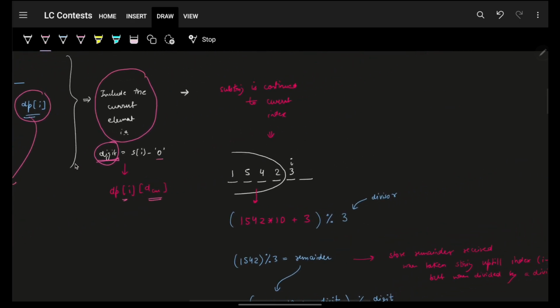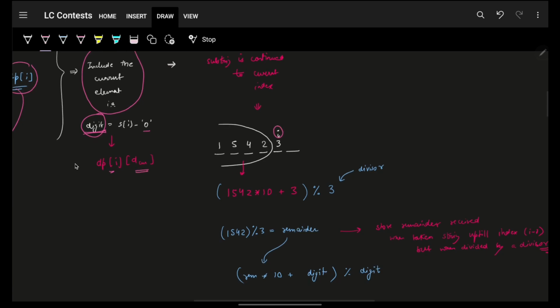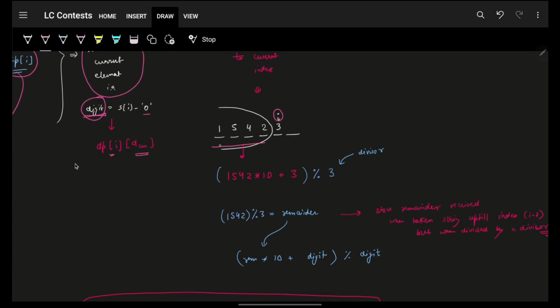Okay, then I realized that let's try to build the answer. At the current index I have, let's say, 3. Again, I took a random number. I have a 3 here. I realized I will take some result from previous things, but that any result from the previous thing should make sure that it ends at 2.